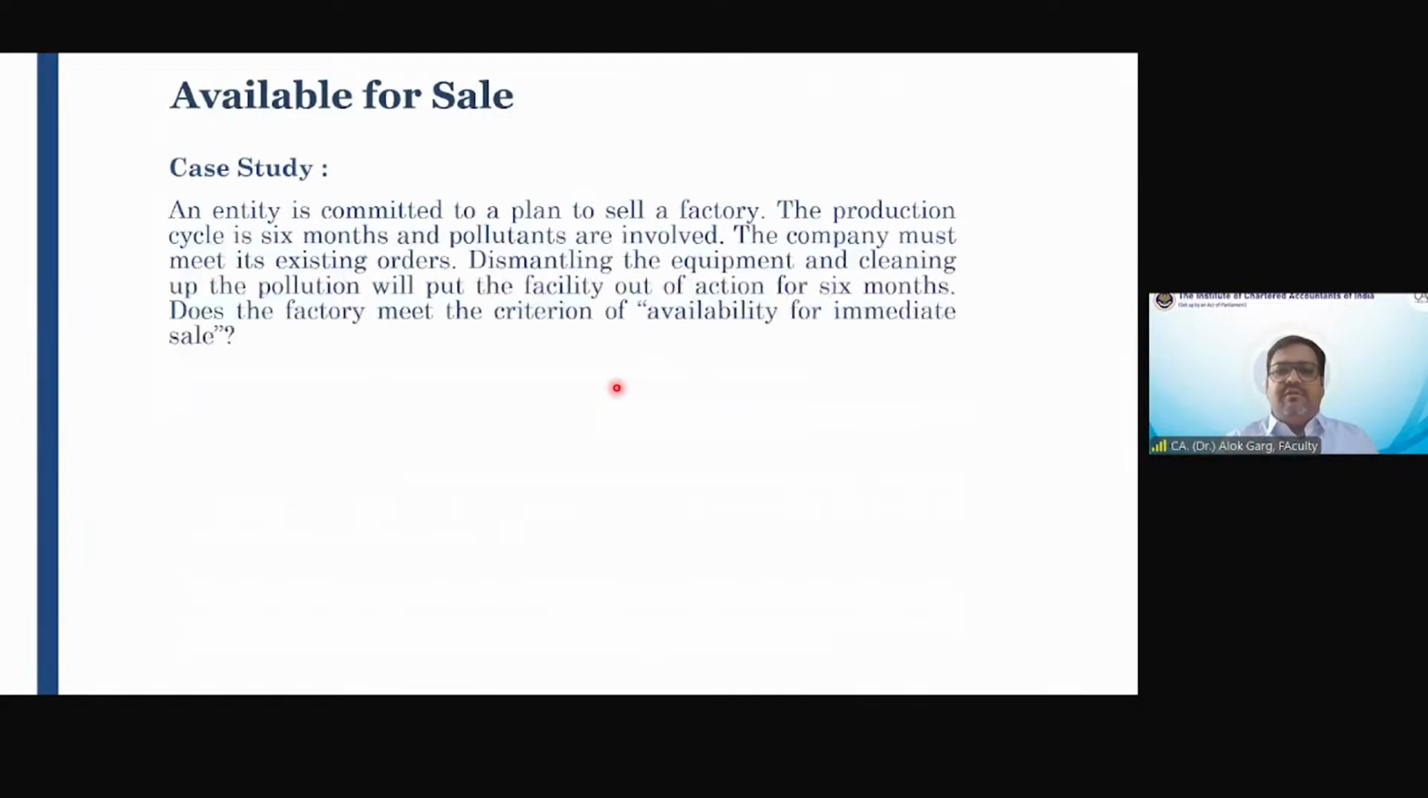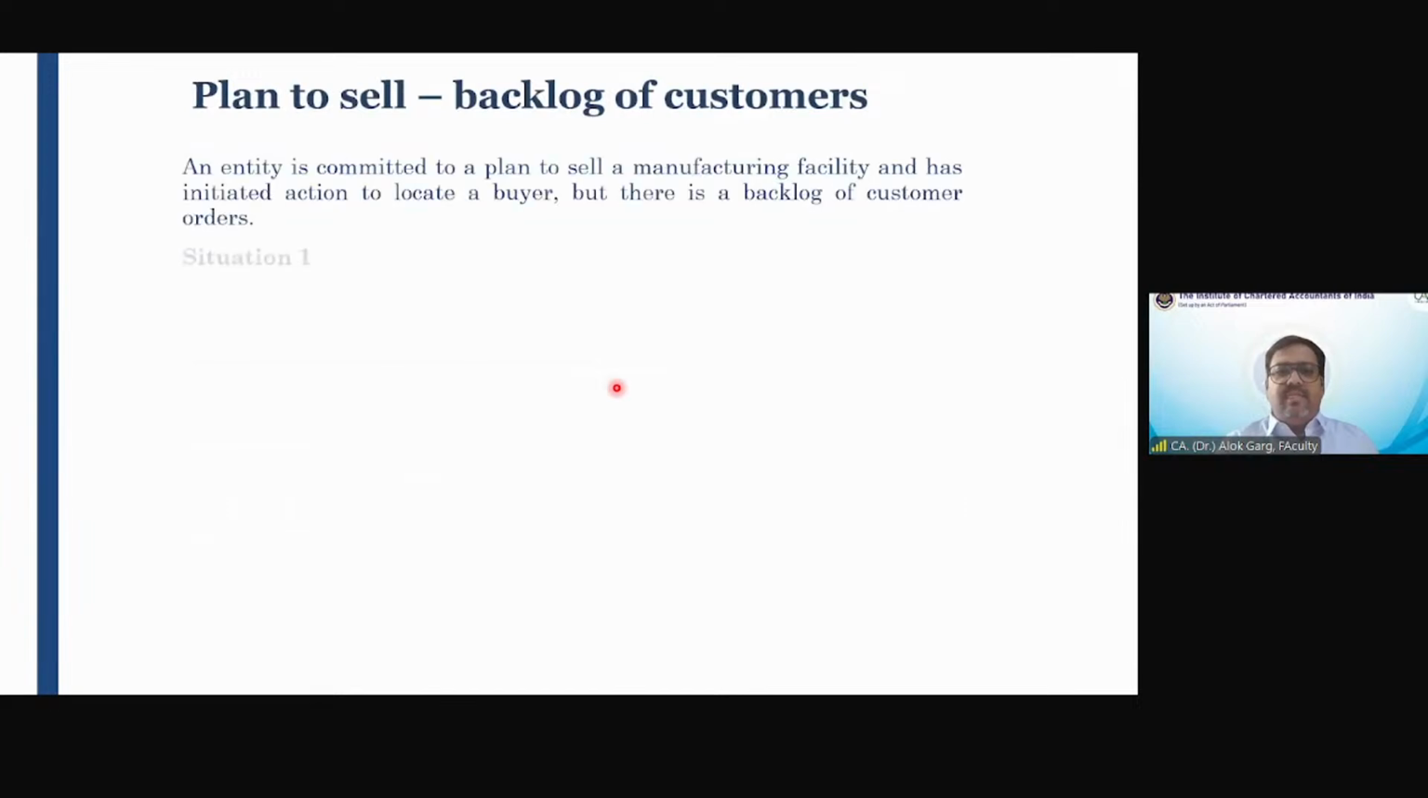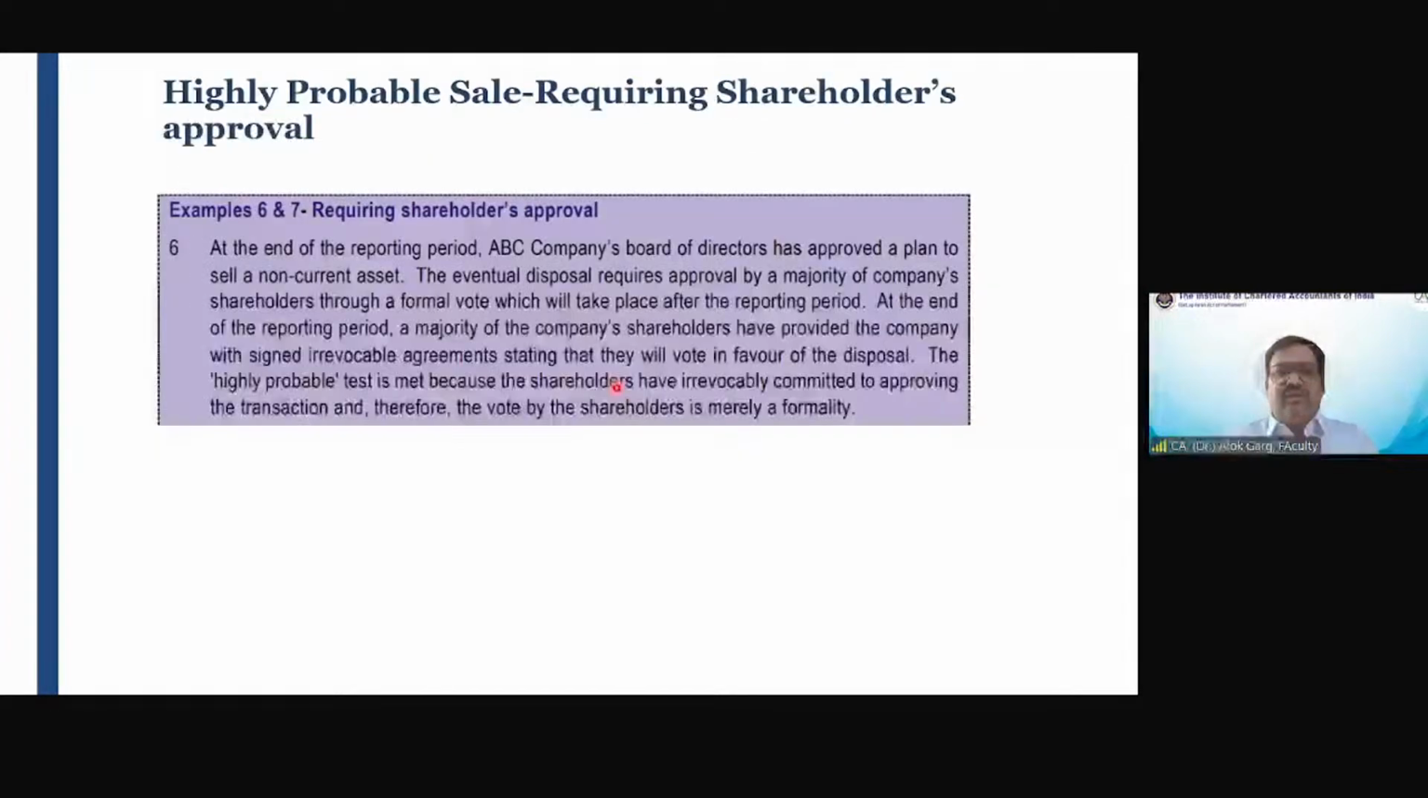So this is what we discussed, this case study we discussed. Now examples number 6 and 7 from the ICAI study material.